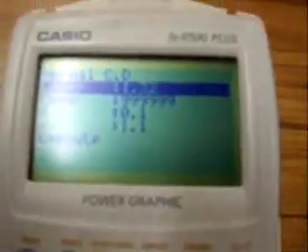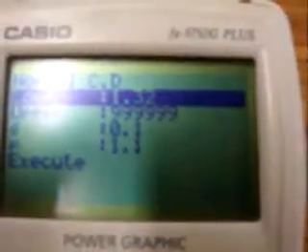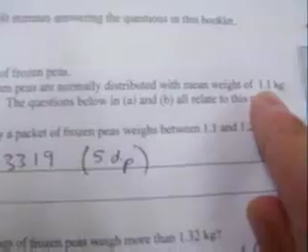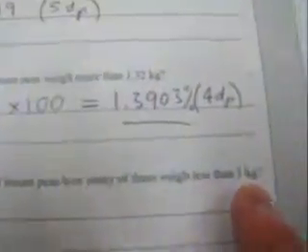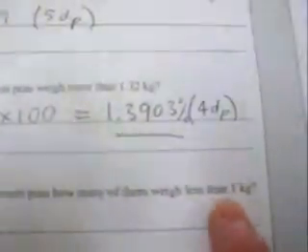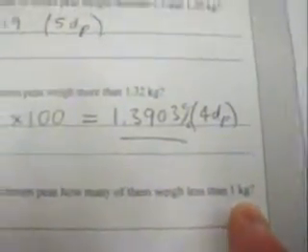Press exit and you'll have the 4 values that you entered in there for the previous part 2. Now this time, once again, the standard deviation is going to remain the same. The mean is going to remain the same. But over here, we have something that has changed. How many of them weigh less than 1 kg?